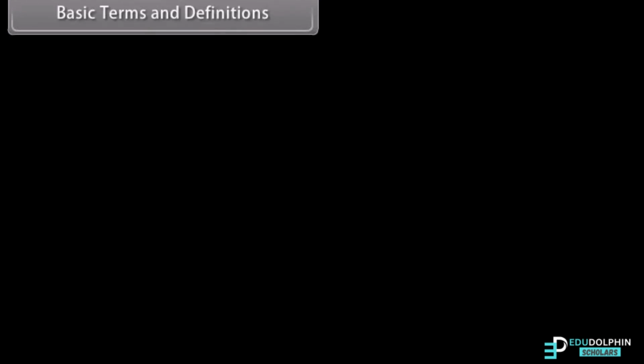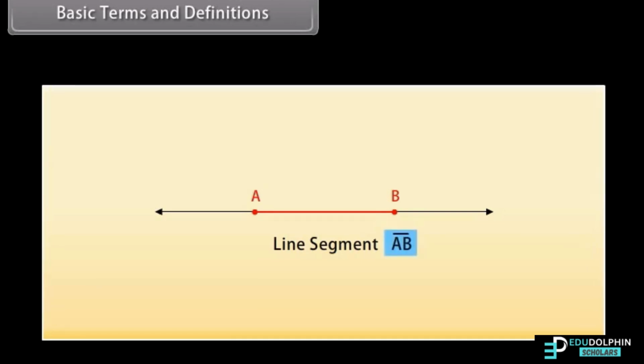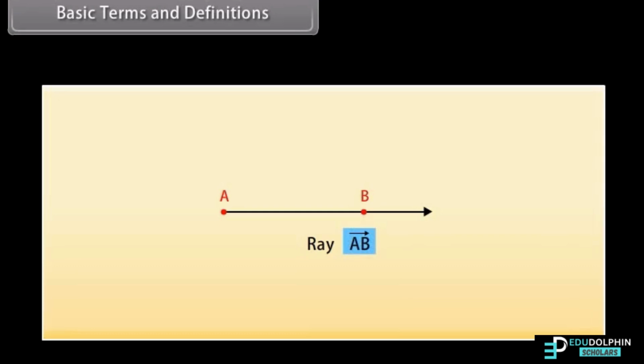Basic terms and definitions. We know that a part or portion of a line with 2 endpoints is called a line segment. The line segment AB is denoted by this symbol. A part of a line with 1 endpoint is called a ray. The ray AB is denoted by this symbol. And the line is denoted by this symbol.